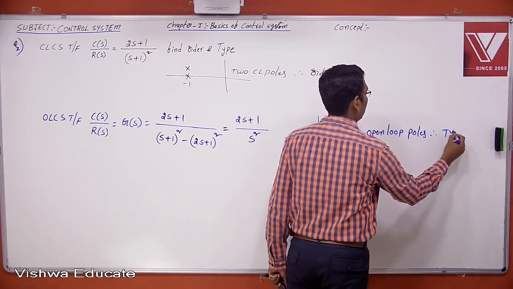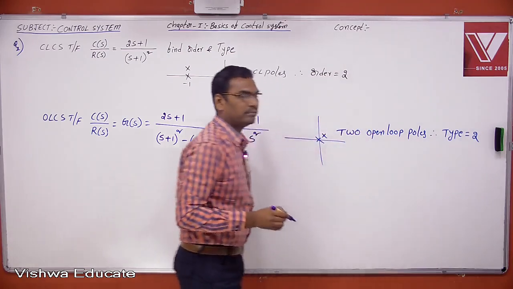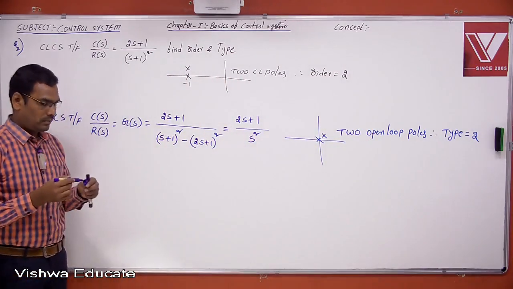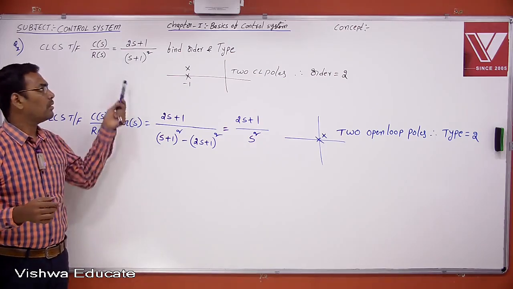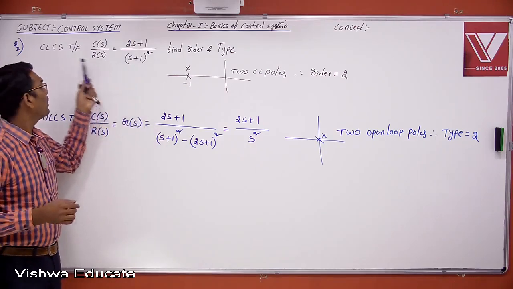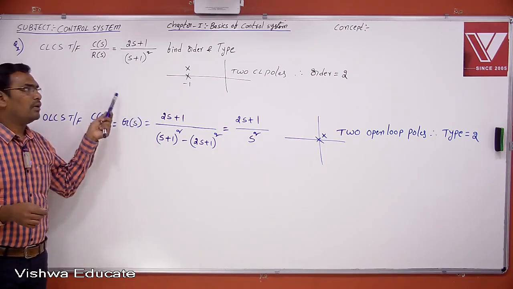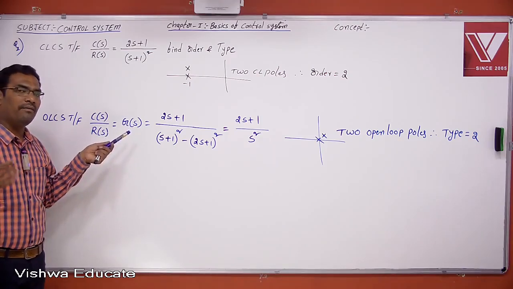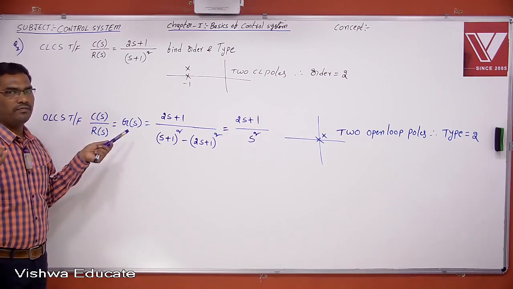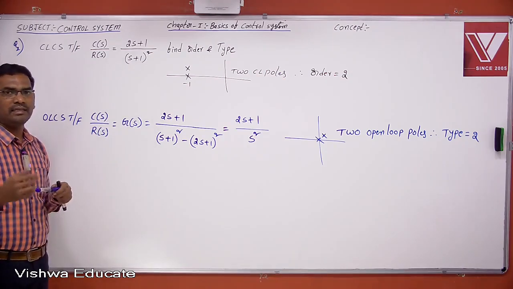Therefore, type is 2. So, the same question which we have solved in the previous session, that is question number 1. In the same manner, this is question number 2 in our handbook, and how to find the type and order. Use this shortcut method not only for finding type and order, anywhere you are converting from one transfer function to another transfer function, you can take this shortcut method and easily get the answer.